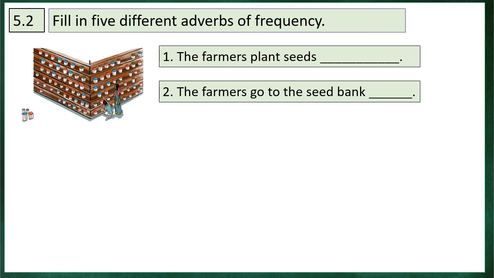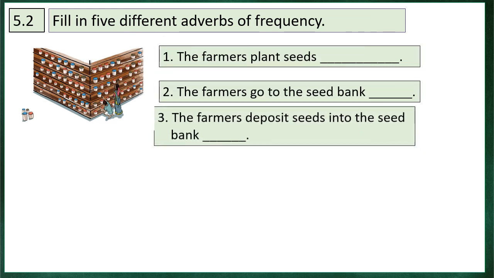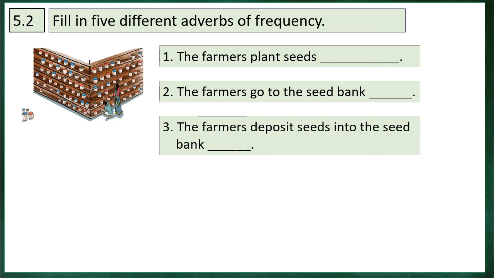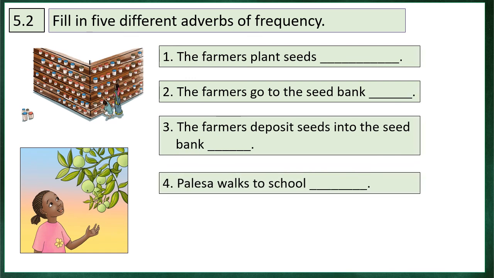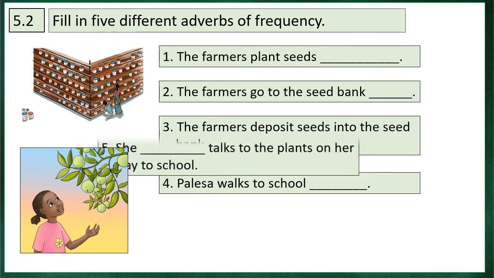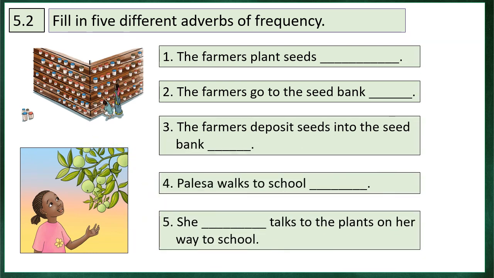Number 3, the farmers deposit seeds into the seed bank. Number 4, Paliso walks to school. Number 5, she talks to the plants on her way to school. Could you think of adverbs of frequency as we read through those sentences? I'm going to give you some time to write down your answers.